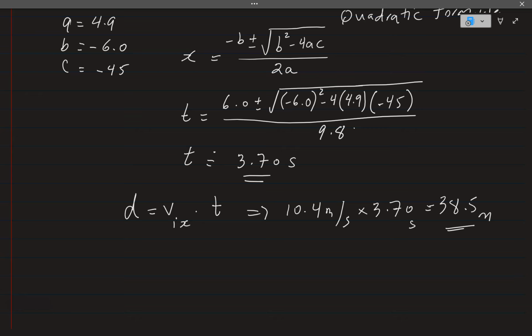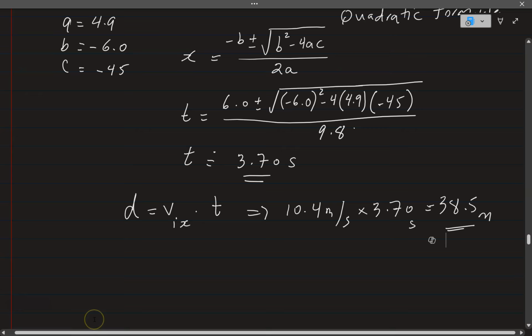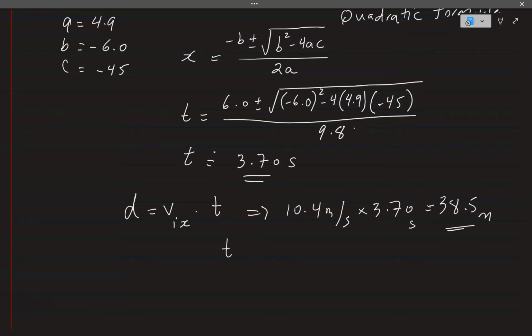Now, remember, this is very important: the horizontal time, Tx, must equal Ty, the time for the vertical. That's the only thing that is equal to each other in projectile motion. The time it takes for the horizontal distance to go and the time it takes to go up and down has to be the same. It's always the same.